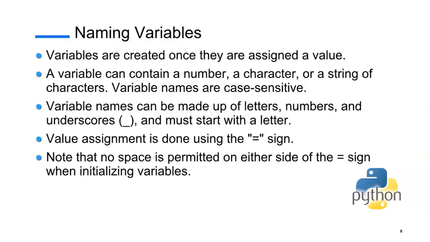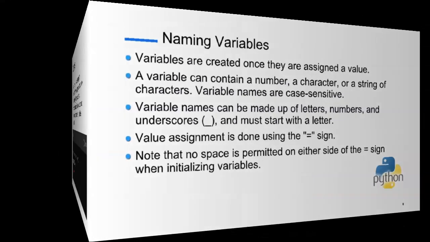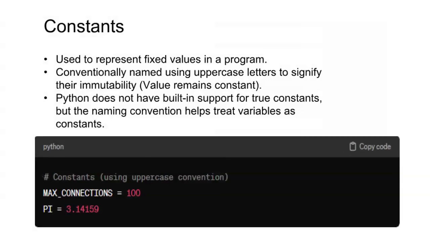Variable names in Python must follow specific rules. They can contain letters, numbers, and underscores. Variable names are case-sensitive. Constants in Python are identifiers of variable names that hold values that should not be changed during the execution of a program. They represent fixed values, such as numbers and strings whose values remain unchanged throughout the program's execution.